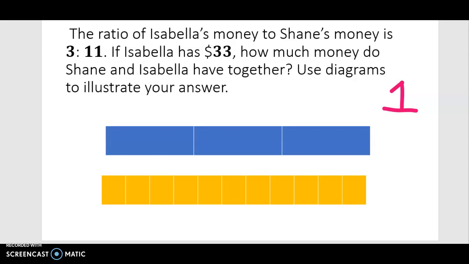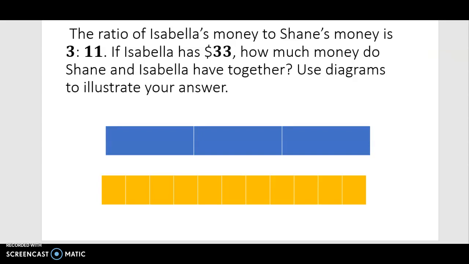So the ratio of Isabella's money to Shane's money is 3 to 11, or $3 for every $11. If Isabella has $33, how much money do Shane and Isabella have all together? And we're going to use a tape diagram to figure this out. So the first thing we need to know is how much goes in just one box.